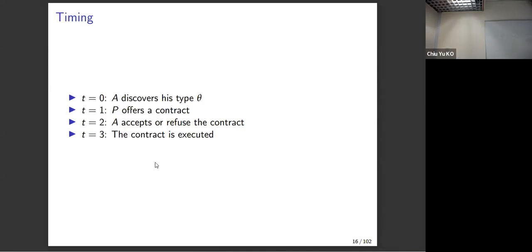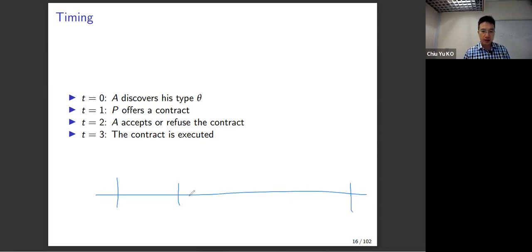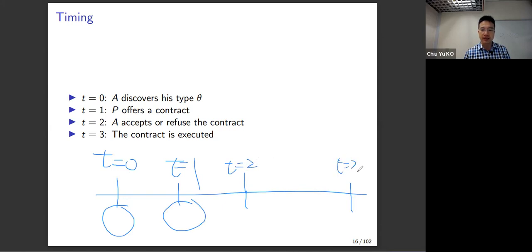Now this is the timing that you would write in a paper. You will see a lot of papers like this: T equal to 0, what they do; T equal to 1, what they do; T equal to 2 and T equal to 3. When you study papers later, this is what you will often see. Of course, I write it as bullet points here, but this is the form you will see in papers.